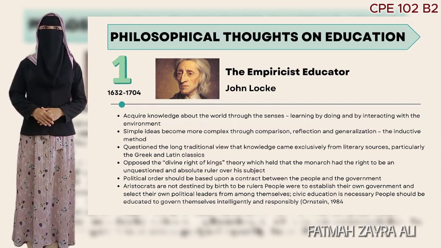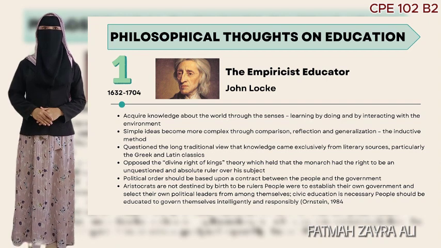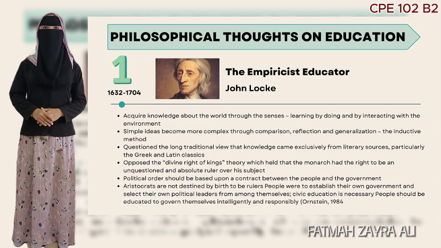Latin classics. Oppose the divine right of kings, a theory which held that the monarch had the right to be an unquestioned and absolute ruler over his subjects. Political order should be based upon a contract between the people and the government. Aristocrats are not destined by birth to be rulers. People were to establish their own government and select their own political leaders from among themselves. Civic education is necessary. People should be educated to govern themselves intelligently and responsibly.